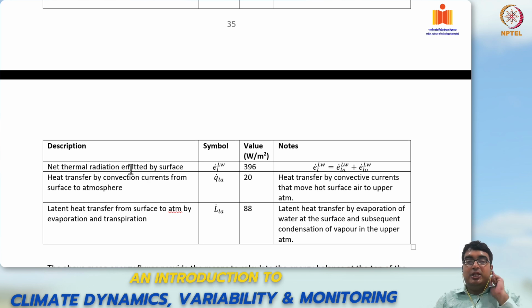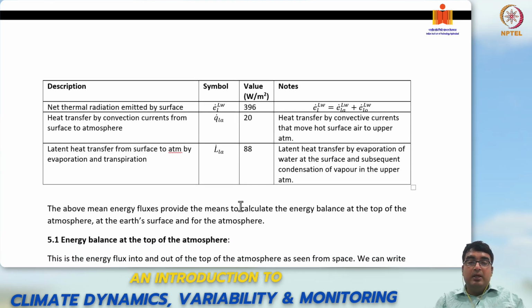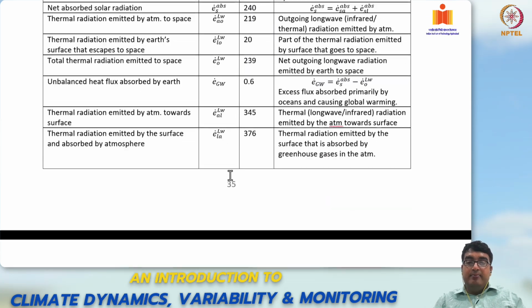Net thermal radiation emitted by the surface, E dot land long wave, is 396 watt per meter square. Heat transfer by convection currents from surface to atmosphere, Q dot land to atmosphere, is 20 watt per meter square. Latent heat transfer from surface to atmosphere by evaporation and transpiration, L dot, L is latent heat, land to atmosphere, is 88 watt per meter square. Okay, so all of these are the symbols here.